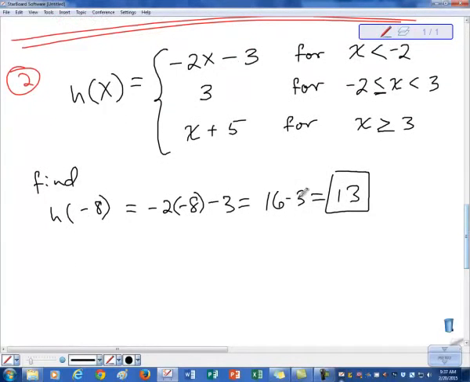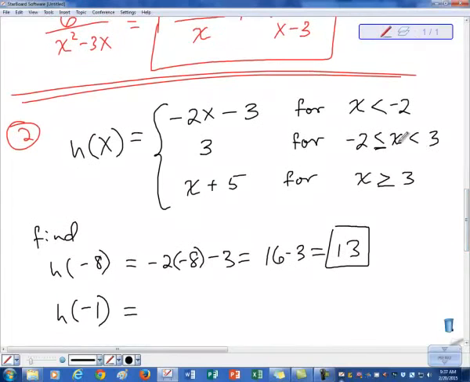Now let's say that we want to find h at negative 1. Well, we want to see where x at negative 1 falls in. Is it less than negative 2? Is it greater than or equal to negative 2 but less than 3? Or is it greater than or equal to 3? And you should have said the middle one. Negative 1 is greater than negative 2 but less than 3. So therefore, since there's no x to put in here, there can only be one answer, 3.